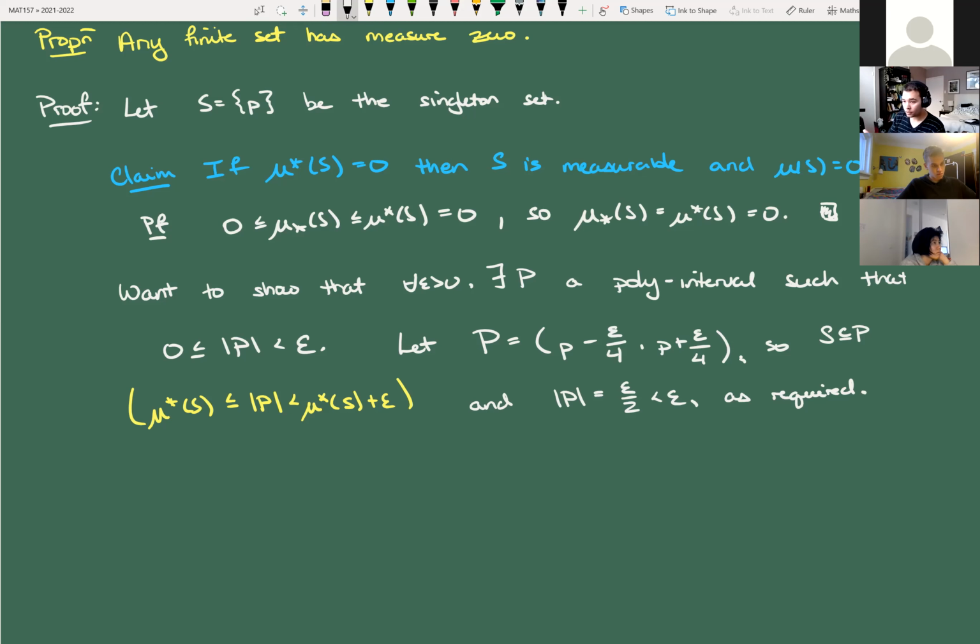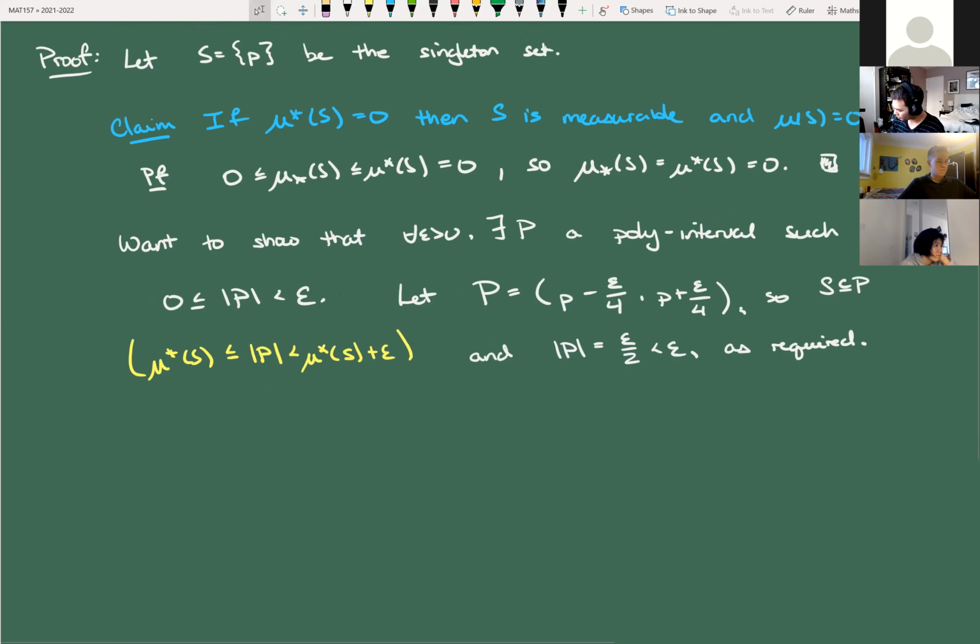Now you can imagine if you wanted to do it for a finite set, you actually could have gone just straight to the answer, right? You could have just, really you should do it by induction, but you could have just said, let S be p1 through pn, a collection of finitely many points, and then put really small intervals around each. I think it's easier to do with induction. So we're going to do it with induction.